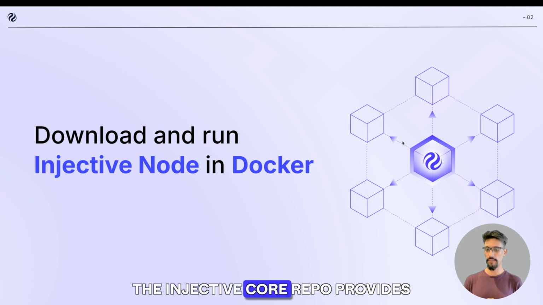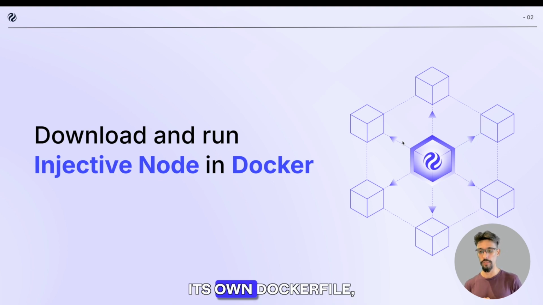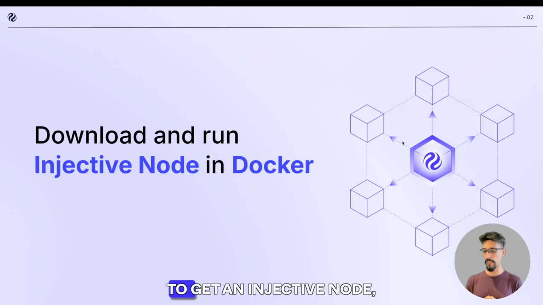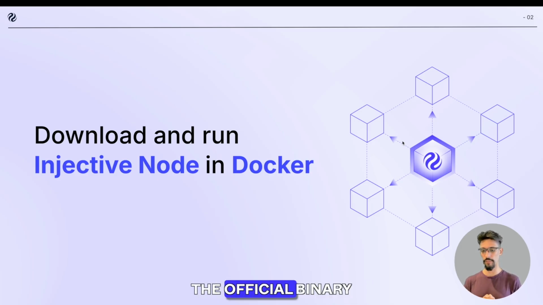Now, the Injective core repo provides its own Docker file, which makes it super easy to run. And there are also other ways to get an Injective node, such as downloading the official binary or compiling from source. If those methods are of interest to you, check the detailed docs in the description below.